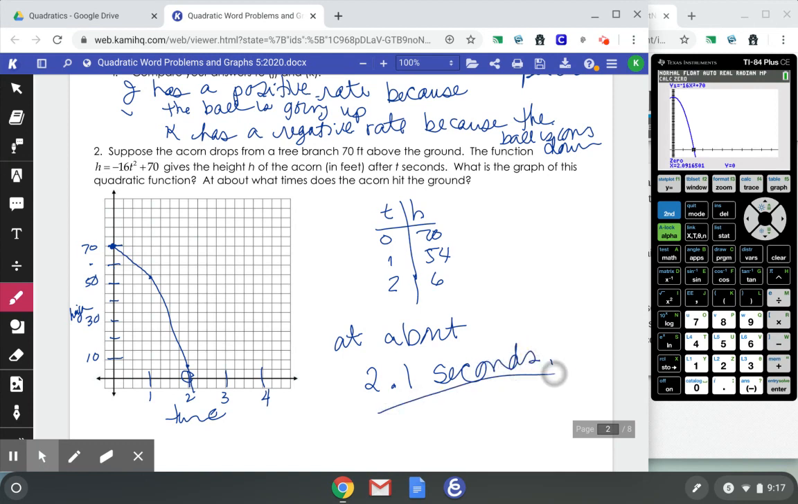Okay, and again, this graph makes sense with our situation. If you think about it, the acorn is 70 feet up in the air, so that's where we start. And the acorn is going to fall to the ground, so the curve is going to come down. And as it falls, it goes slow, slow, slow. And then as it keeps going, it picks up speed, and that's where the acorn starts to drop down quickly.